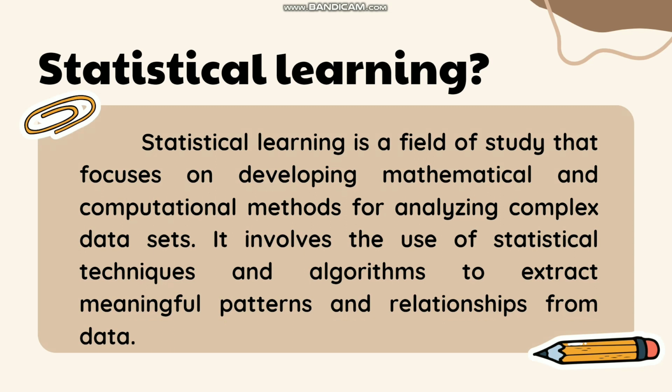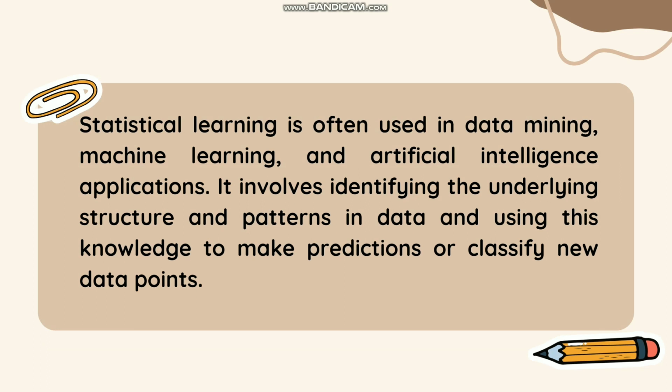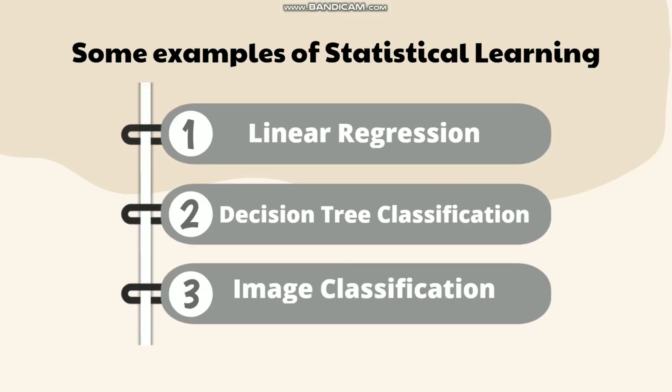It involves the use of statistical techniques and algorithms to extract meaningful patterns and relationships from data. Statistical learning is often used in data mining, machine learning, and artificial intelligence applications. It is involved in identifying the underlying structure and patterns in data and using this knowledge to make predictions or classify new data points. Some examples of statistical learning.